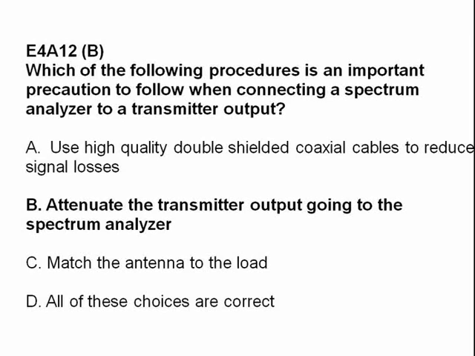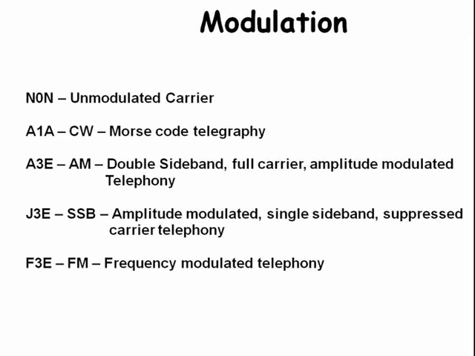spectrum analyzer input. And now for modulation. There are a number of forms of common modulation, including unmodulated carrier, Morse code telephony, double sideband full carrier amplitude modulated telephony, amplitude modulated single sideband suppressed carrier telephony, and frequency modulated telephony.